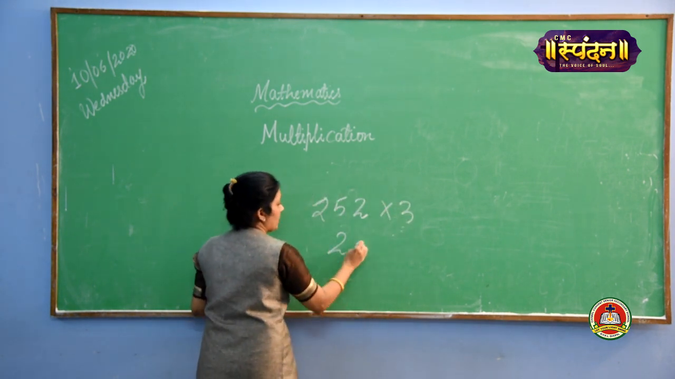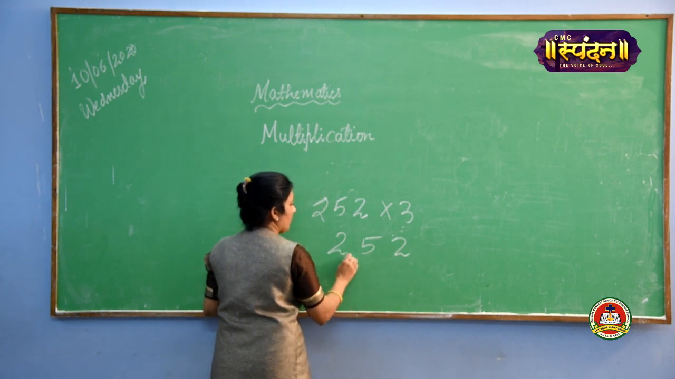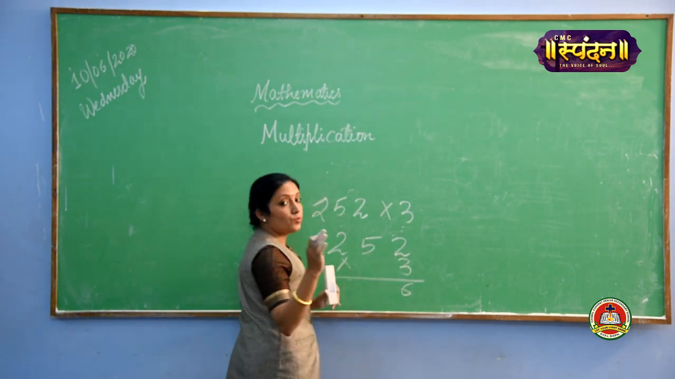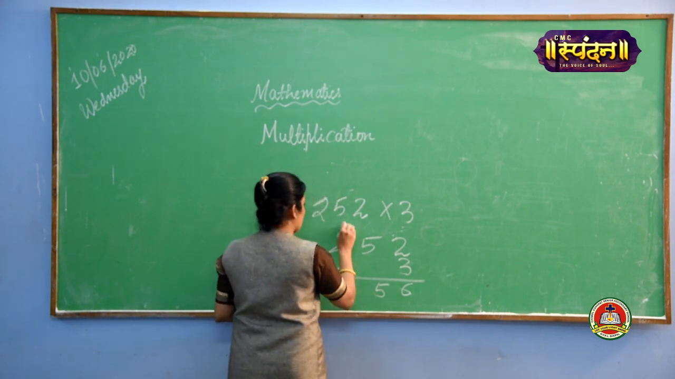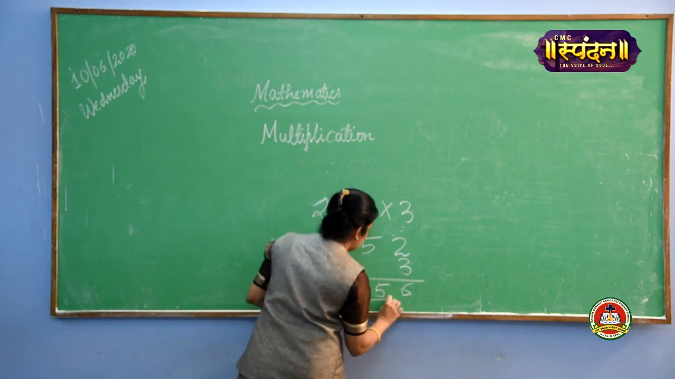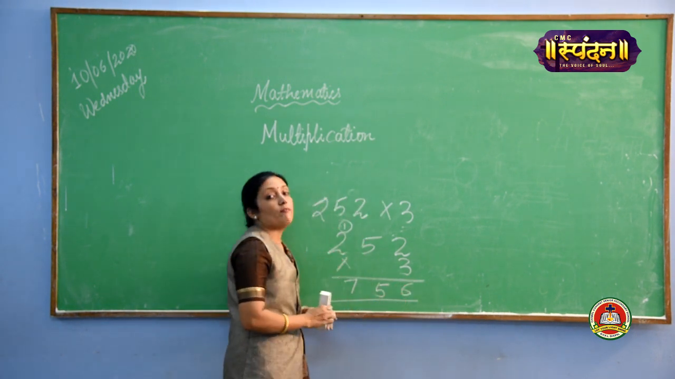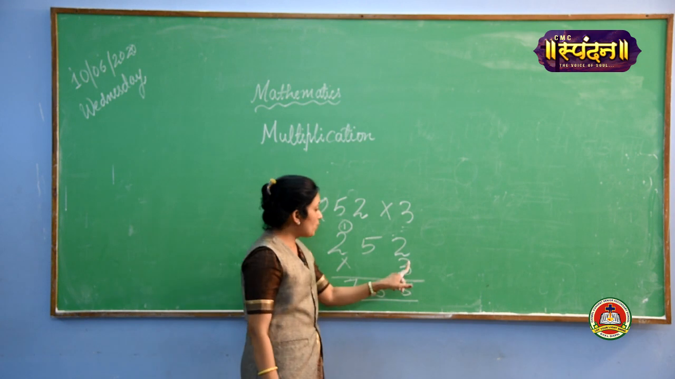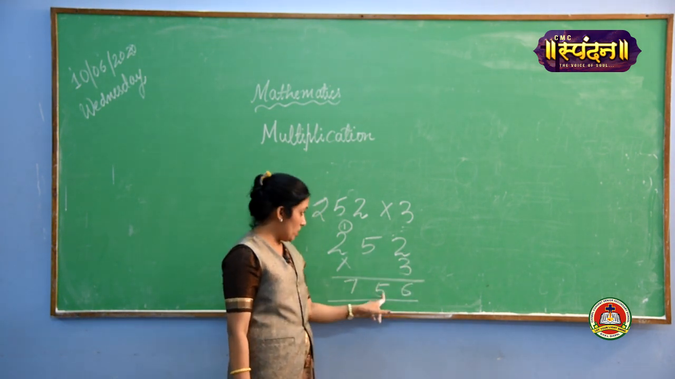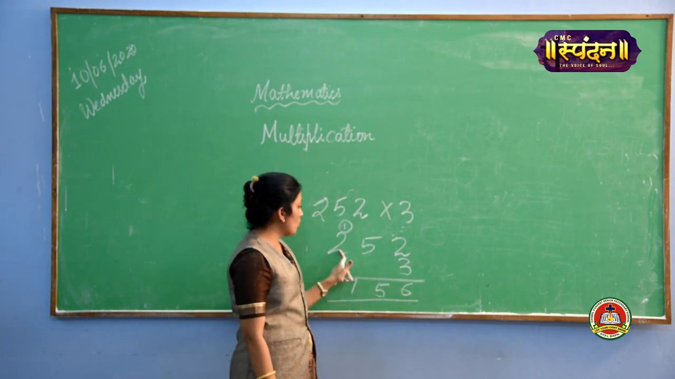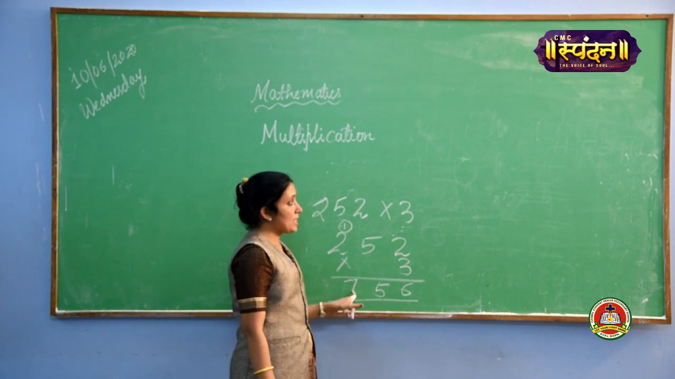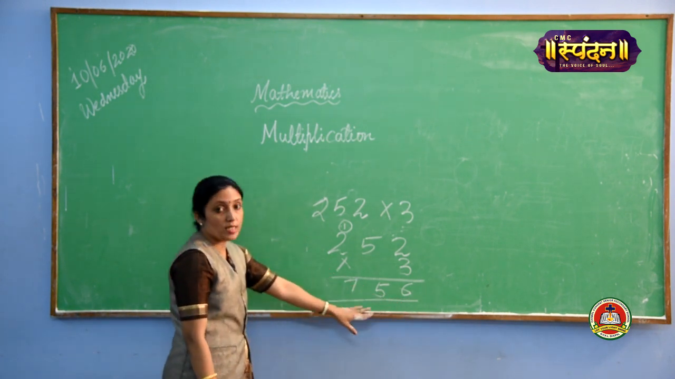Okay, let me explain this. 252 into 3, that is 3 2s are 6, 3 5s are 15, 3 2s are 6, 6 plus 1 is 7. So what is the answer? 756. So now see, 3 2s are 6, 3 5s are 15, carry over 1, 3 2s are 6, 6 plus 1 is 7. So it is 756. So is it clear?